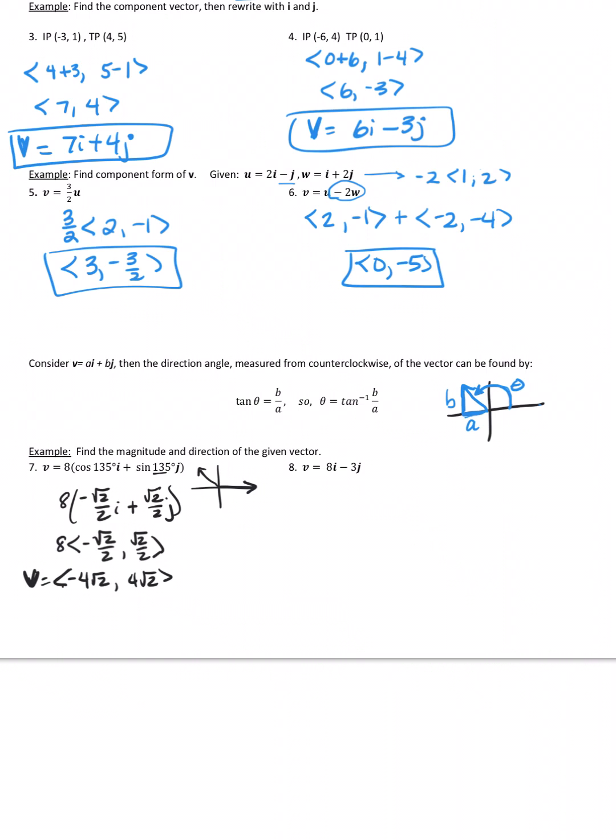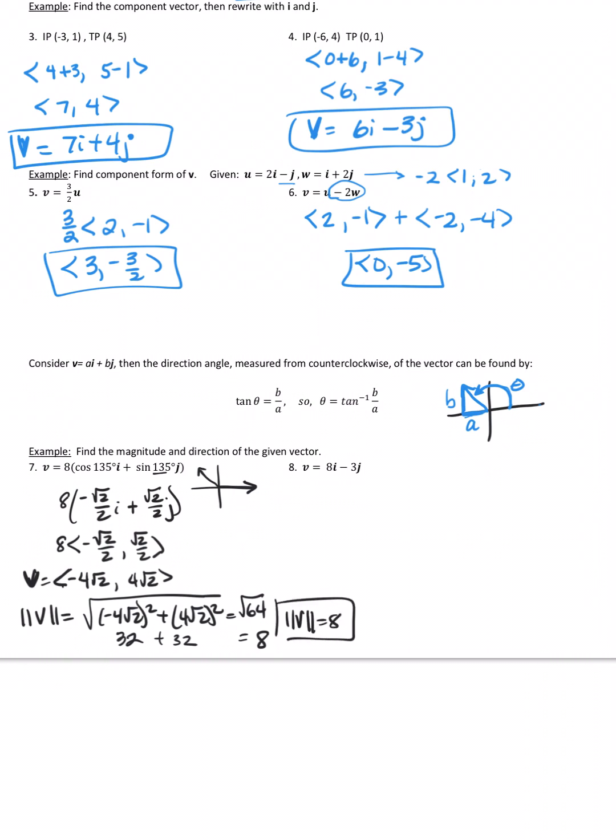Now let's find the magnitude of v. So it's going to be negative 4 square root of 2 squared plus 4 square root of 2 squared, right? Okay, so 4 squared is 16 times square root of 2 squared is 2, so that's going to be 32 plus 32, which is going to be the square root of 64, which we know is 8, right? So the magnitude of v is 8. Now, the direction. What is the direction of this angle? Well, the angle they gave us is the direction, 135. All right, we didn't have to do any additional solving because they gave us the angle.